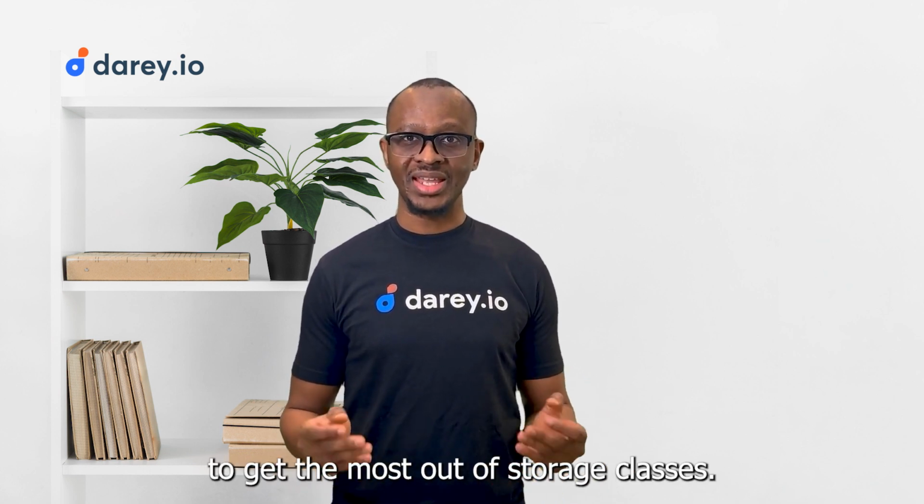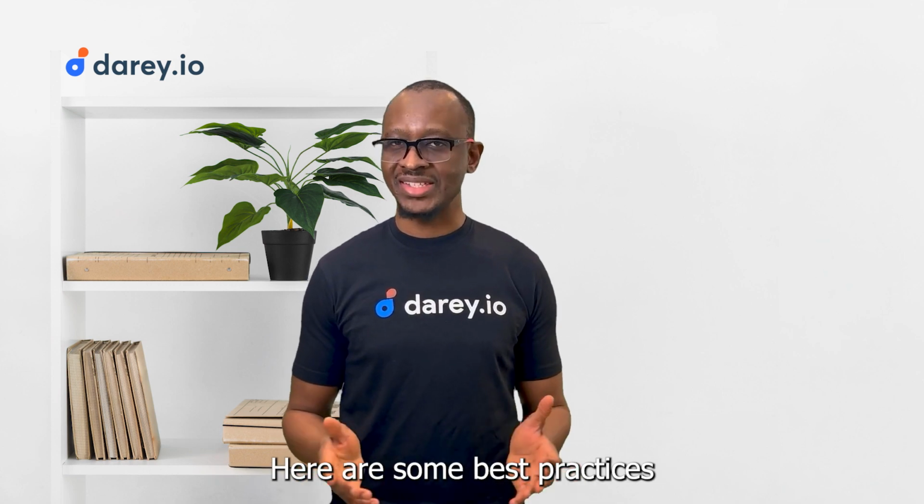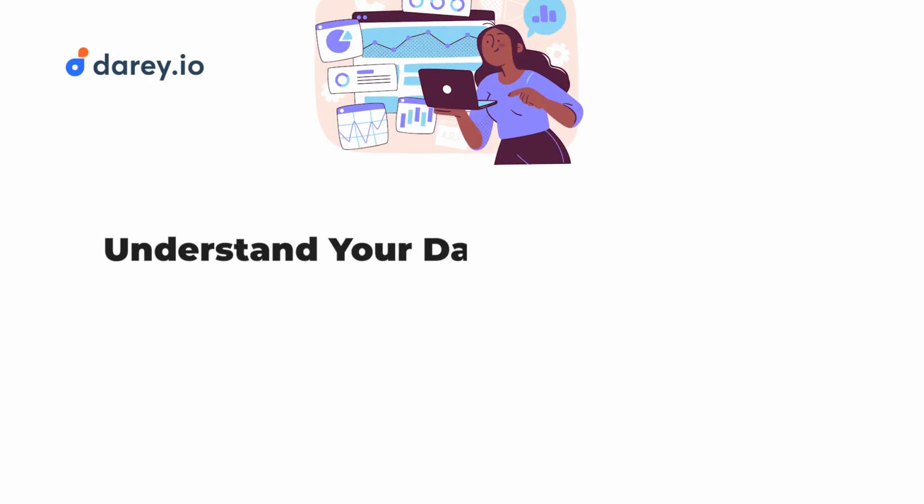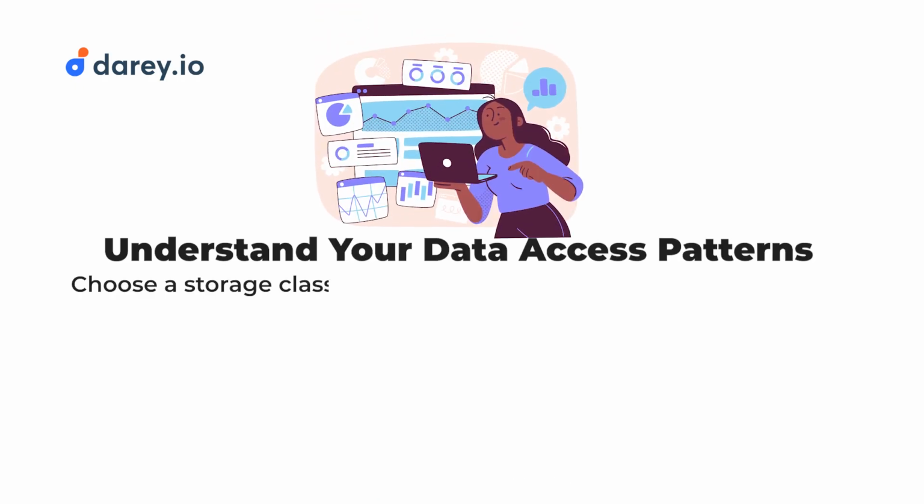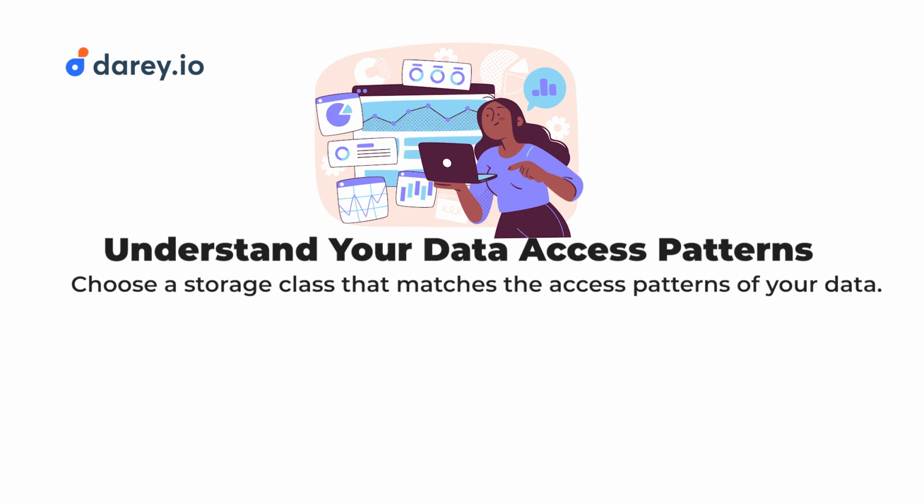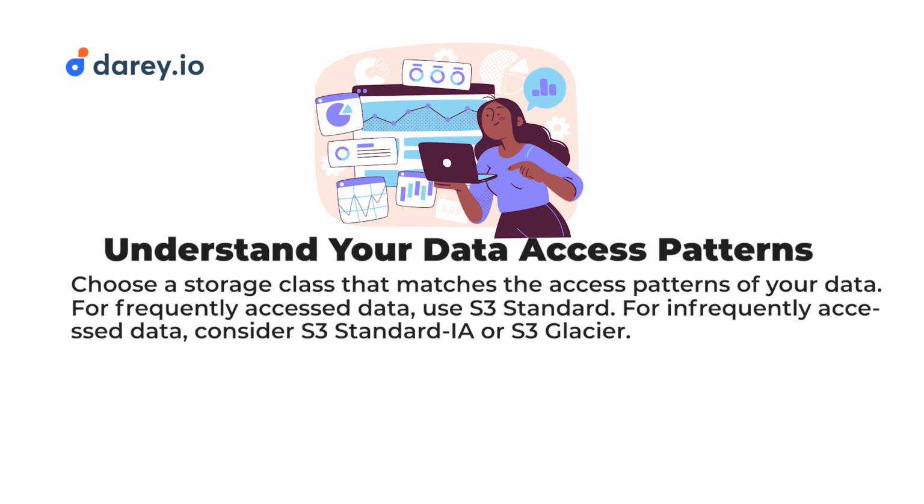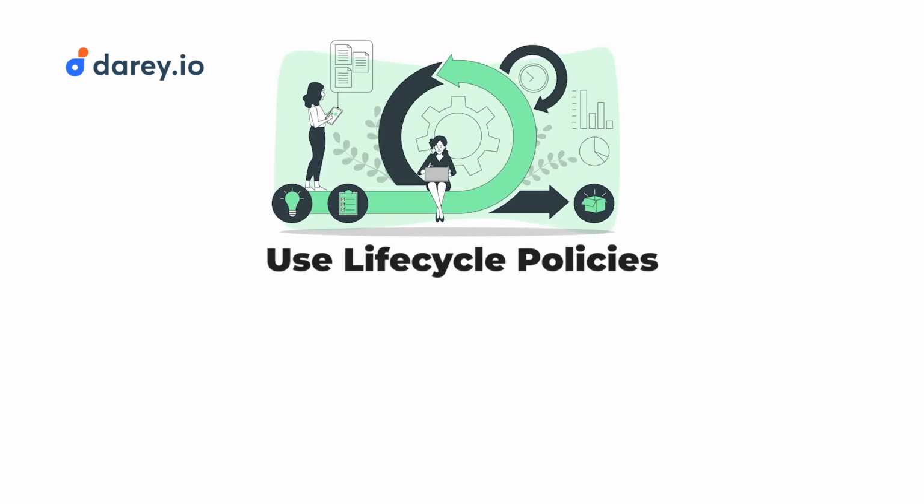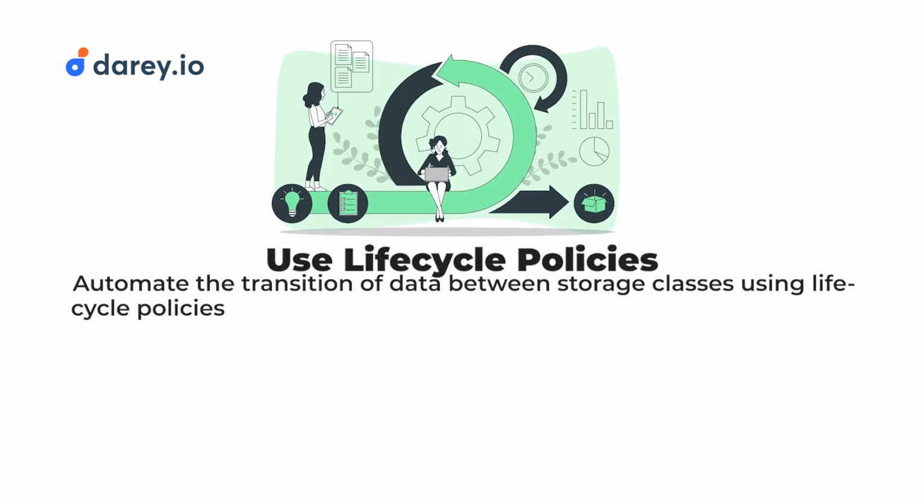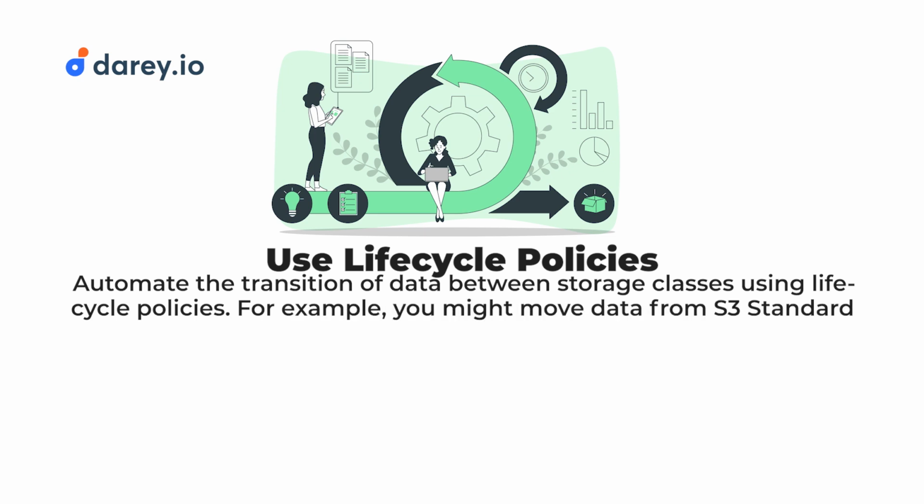To get the most out of AWS storage classes, here are some best practices to keep in mind. Understand your data access patterns. Choose a storage class that matches the access patterns of your data. For frequently accessed data, use S3 Standard. For infrequently accessed data, consider S3 Standard IA or S3 Glacier. Use lifecycle policies. Automate the transition of data between storage classes using lifecycle policies. For example, you might move data from S3 Standard to S3 Glacier after a certain period.